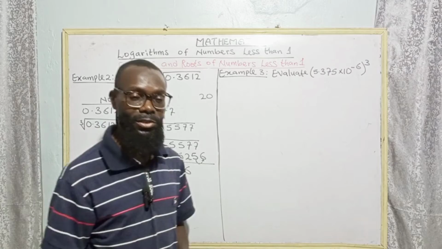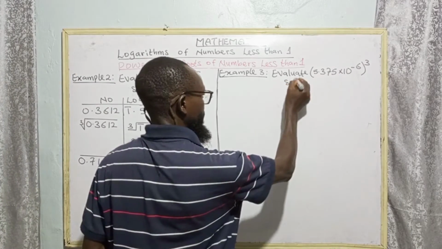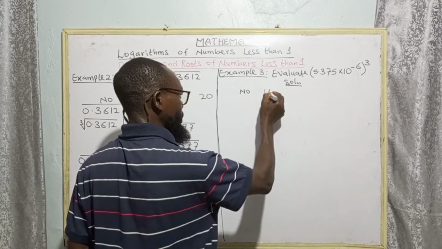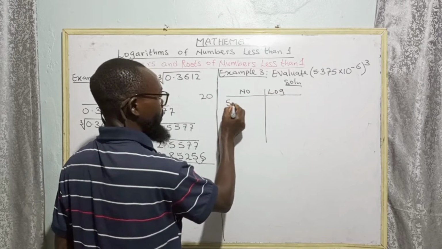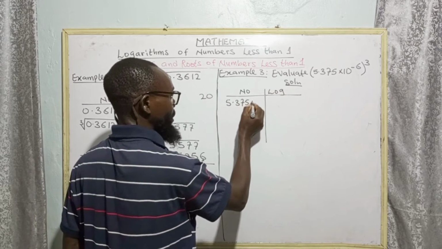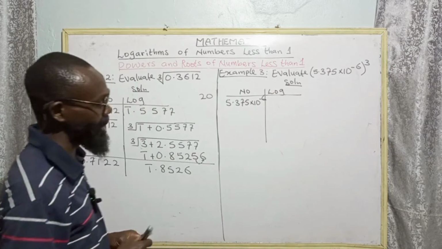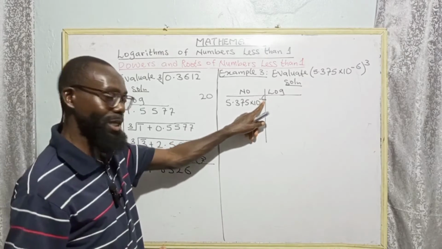Example 3. Evaluate open bracket 5.375 multiplied by 10 raised to the power minus 6, close the bracket to the power 3. Now we have number, log, 5.375 times 10 raised to the power minus 6. So what is the integer of this? So the integer is going to be this power of minus 6.